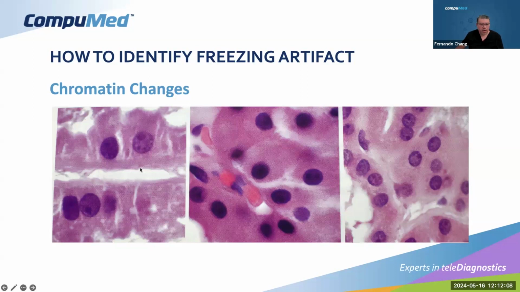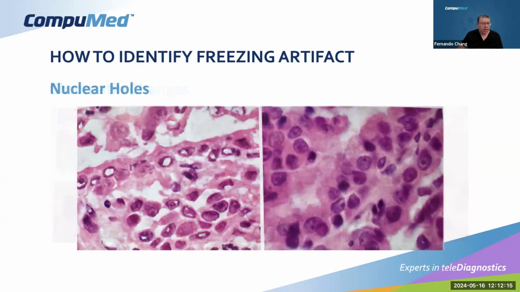And a little bit of this bubble of vacuolization as well to the left that we don't see on the right. And another type of freezing artifact is nuclear holes. And we're going to see in one of these slides that we have for practice how the tissue architecture actually looks good and the pathologists were able to make a diagnosis.